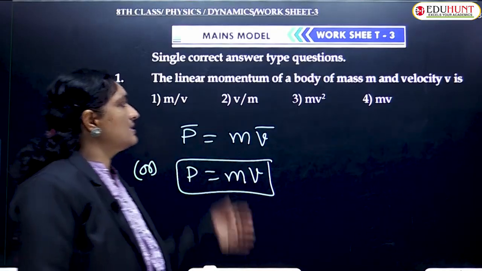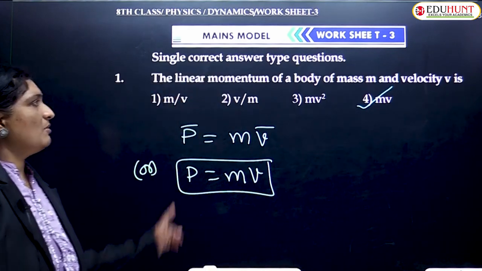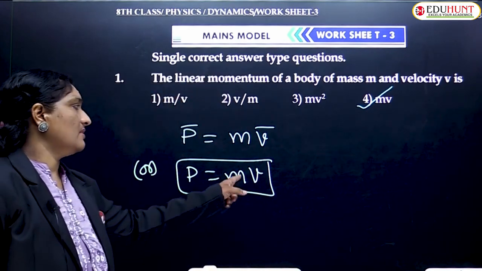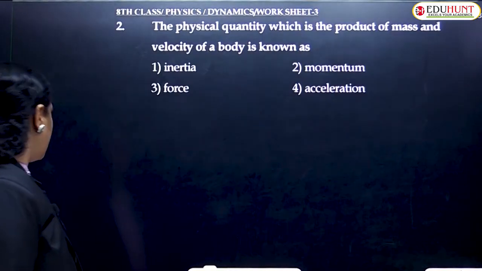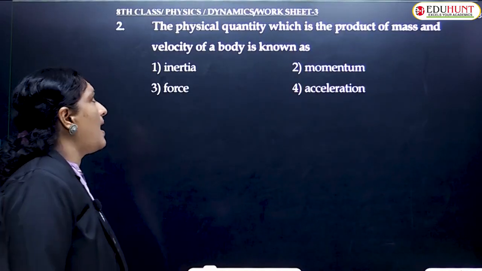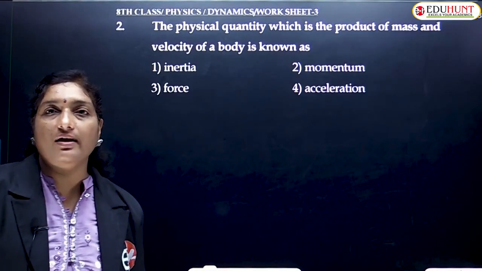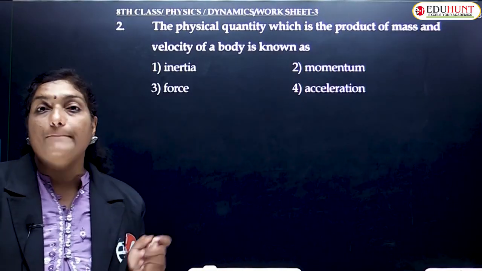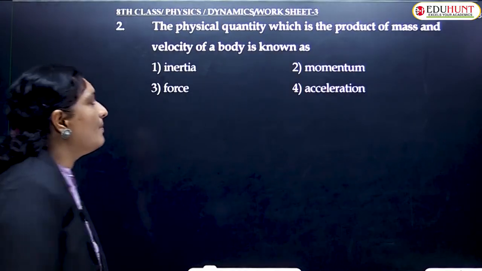So where is the correct answer? The fourth option is true. The linear momentum of a body of mass m and velocity v is given by P equals mv. Your right answer is the fourth option. Moving to the second question. The physical quantity which is the product of mass and velocity of a body is known as what? Just now we discussed, the product of mass and velocity, mv, is nothing but momentum.